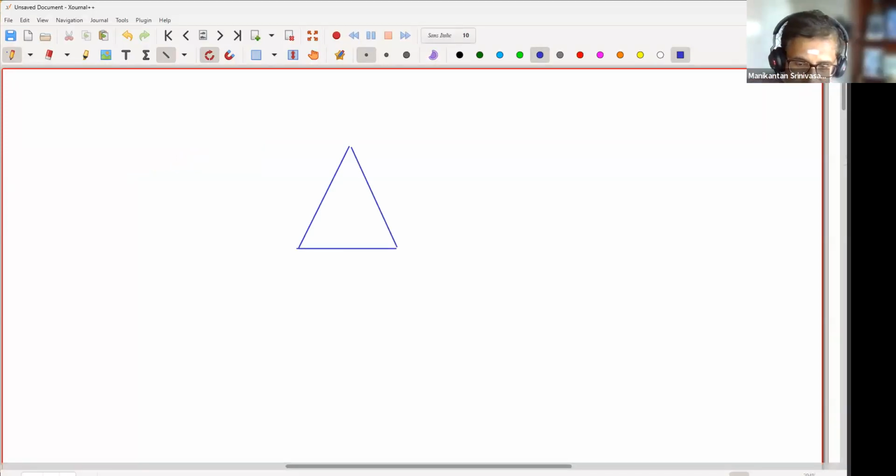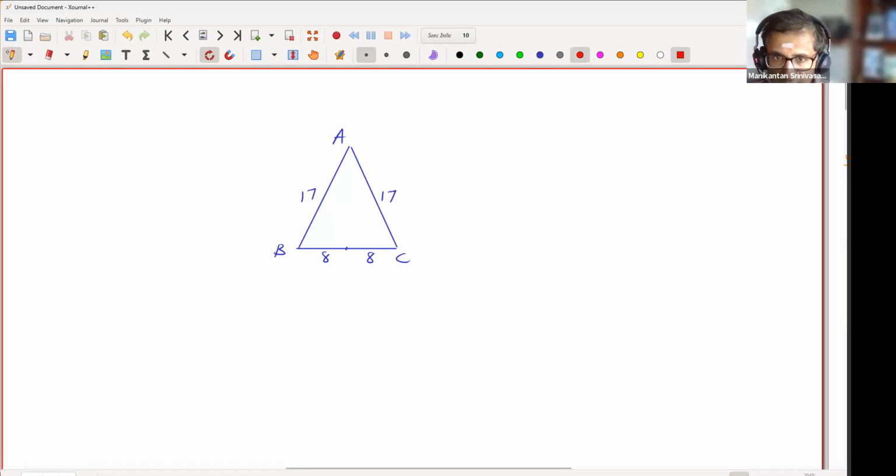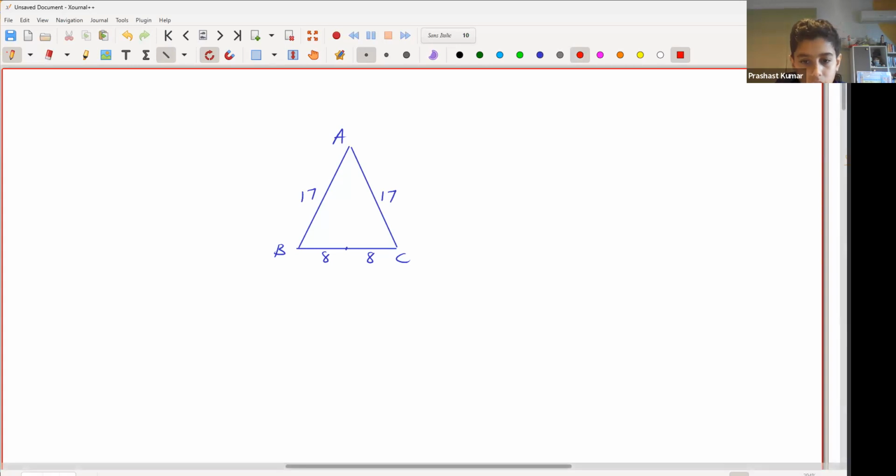All right. So let's say this is my A, this is my B, and this is my C. Since it's isosceles, it's symmetric. Therefore, if I divide the base into two equal halves as 8 and 8, this is 17 and this is 17, and the height is 15. That's also given, but the height need not even be given.